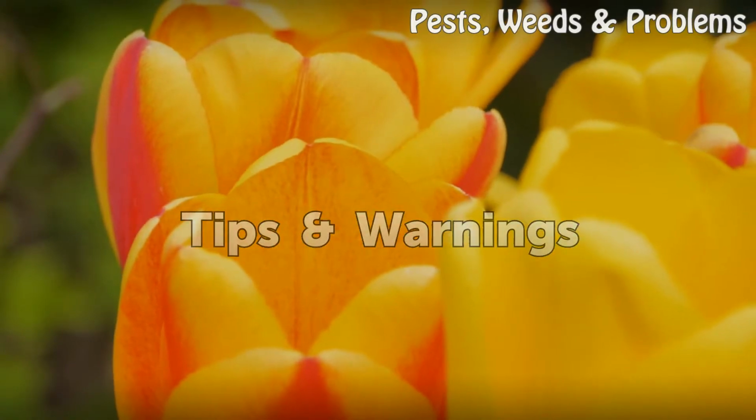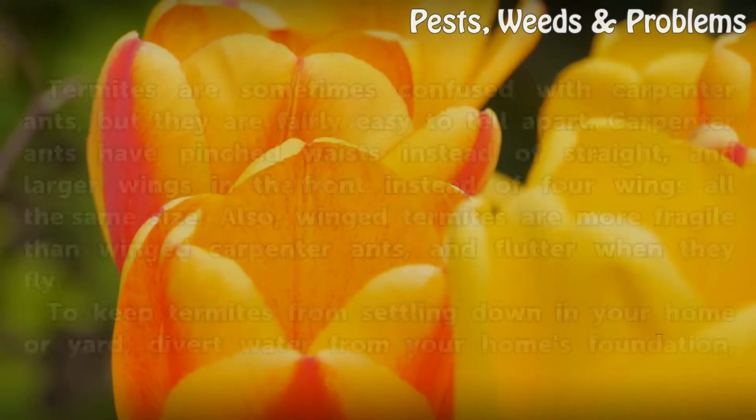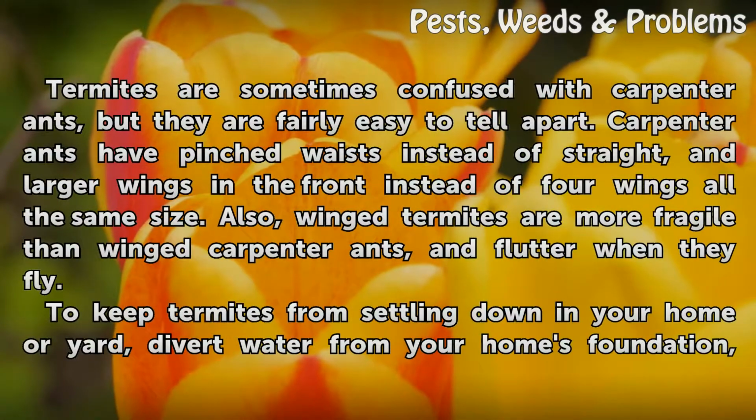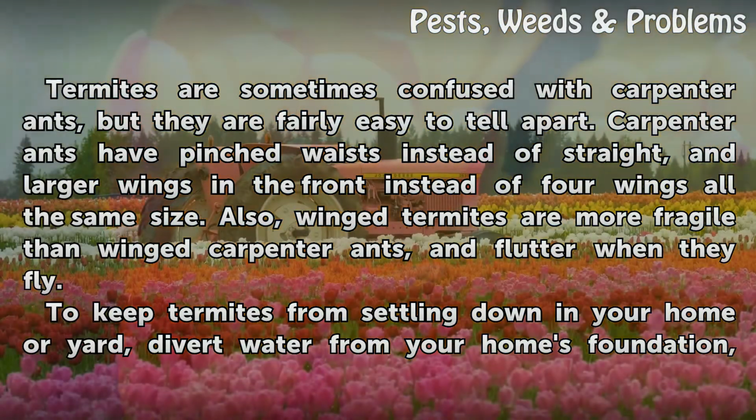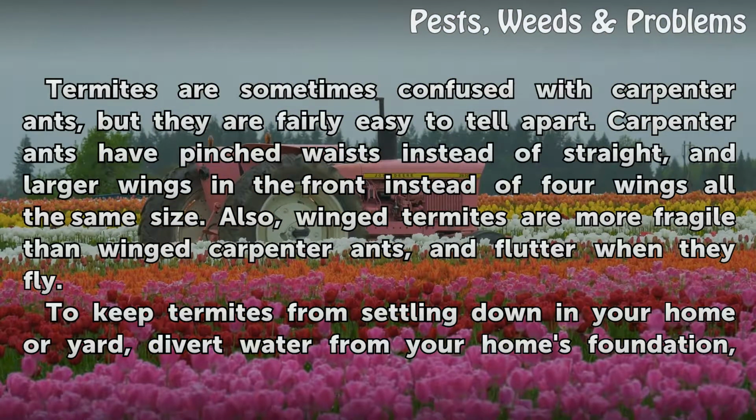Tips. Warnings. Termites are sometimes confused with carpenter ants, but they are fairly easy to tell apart. Carpenter ants have pinched waists instead of straight, and larger wings in the front instead of 4 wings all the same size. Also, winged termites are more fragile than winged carpenter ants, and flutter when they fly.